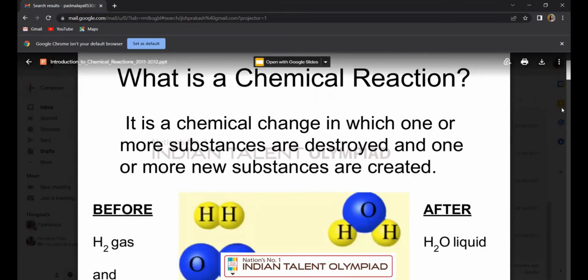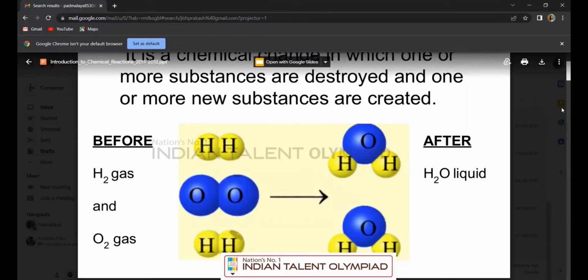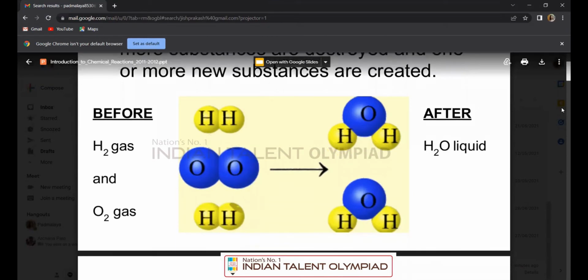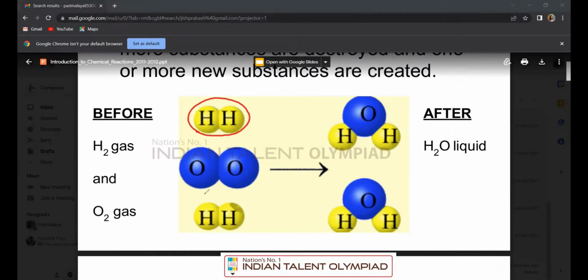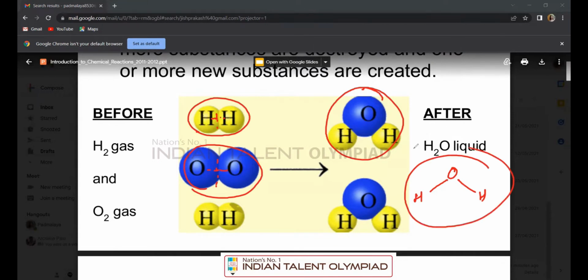It is a chemical change in which one or more substances are destroyed and one or more new substances are created. This we call a chemical reaction. Here, hydrogen gas is reacting with oxygen gas, right? In this reaction, the bond between the two hydrogen atoms is breaking and the bond between the two oxygen atoms is breaking, and finally you're getting a new molecule with bond formation between oxygen and hydrogen combined.